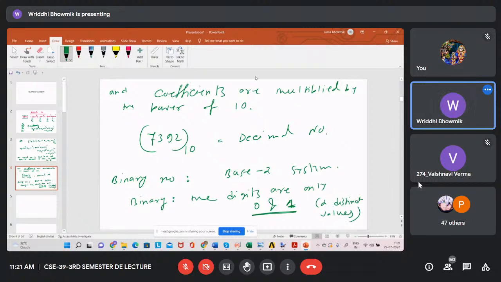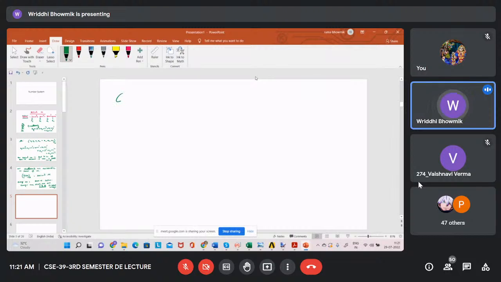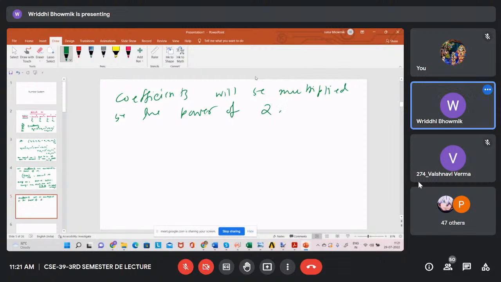Which are 0 and 1. Okay, and also in this case, the coefficients will be multiplied by the power of 2. So coefficient will be multiplied by the power of 2.